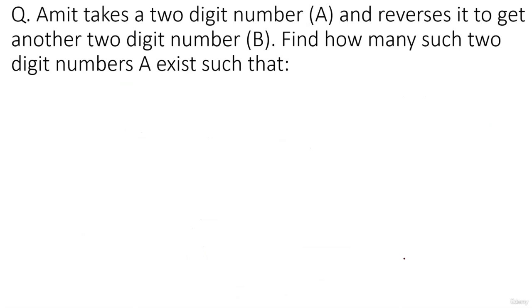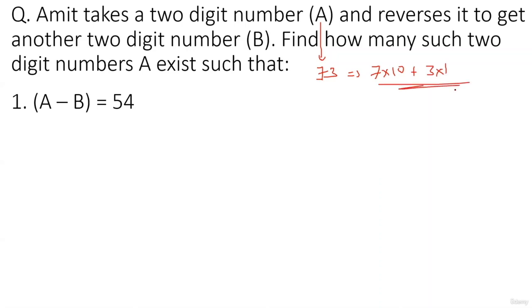Amit takes a two-digit number A and reverses it to get another two-digit number B. Find out how many such two-digit numbers exist such that the difference of A and B is 54. Let's solve the first part here. So any two-digit number, guys, let's say if it is 73, तो इसकी value कितनी होती है? The 7 is a tens place here, 7 into 10 plus 3 is a units place, 3 into 1. ये होगी इसकी value, right?